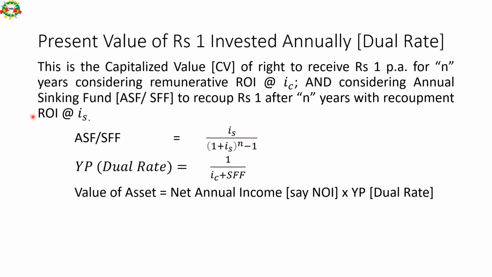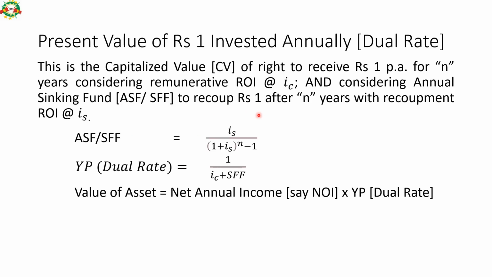So there will be two rates of interest here. One is the recoupment rate, like sinking fund, for recouping the sinking fund, and the other one is the remunerative or expected rate of interest. So first you have to calculate ASF or SFF, sinking fund factor. Theory has already been explained in the previous theory section, so we're not going for that. So this is the formula for sinking fund.